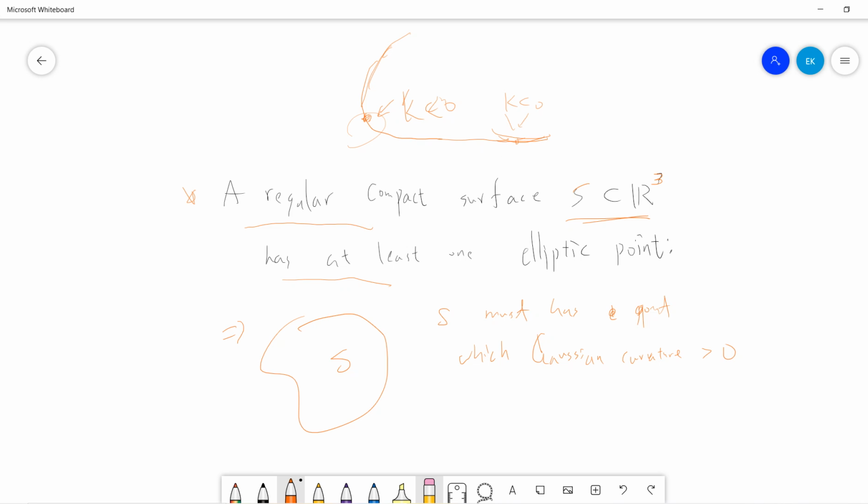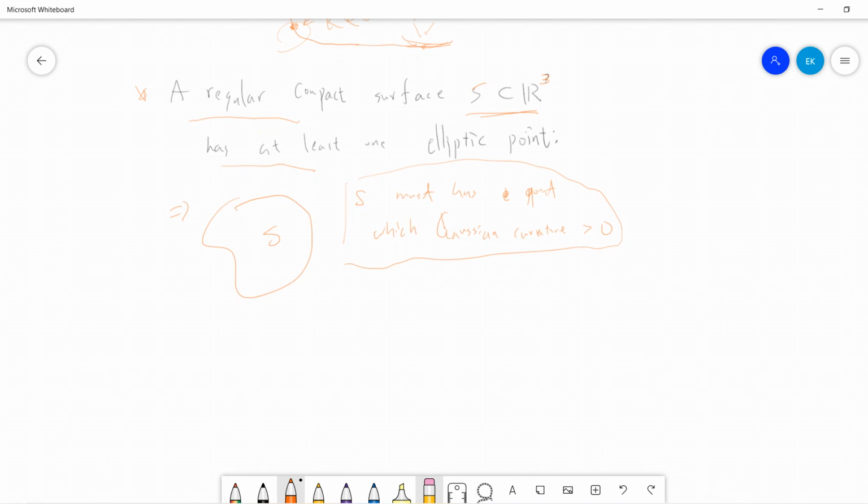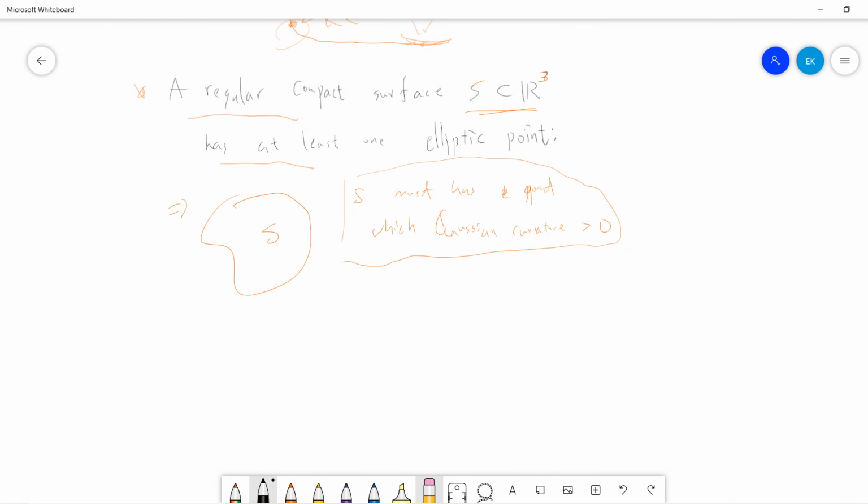Conversely, if you flip this statement, then you get that the regular compact surface as a subset of R3 has at least one elliptic point. This is the same as saying S must have one point whose Gaussian curvature is greater than 0. And why I say this video will be very short is because the proof is very interesting.